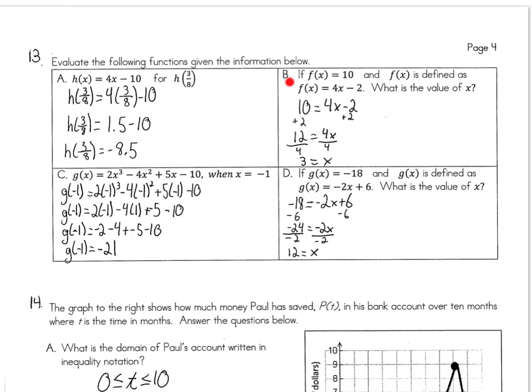B and D, on the other hand, gave you the y. So they gave you f of x, so this becomes 10. These are different. You have to actually solve. So in B and D, you're solving equations, where in A and C, you're simplifying expressions.